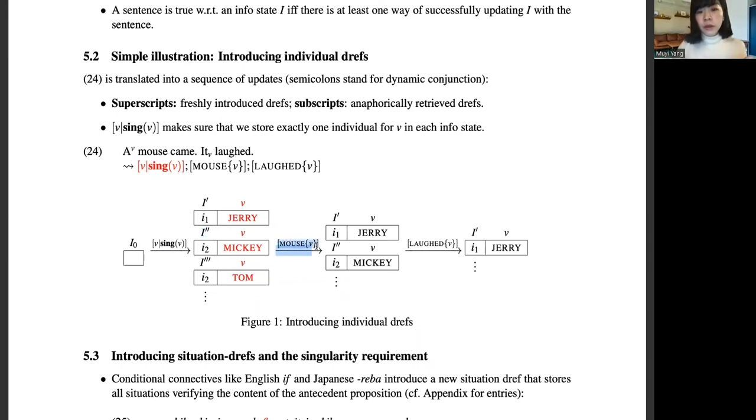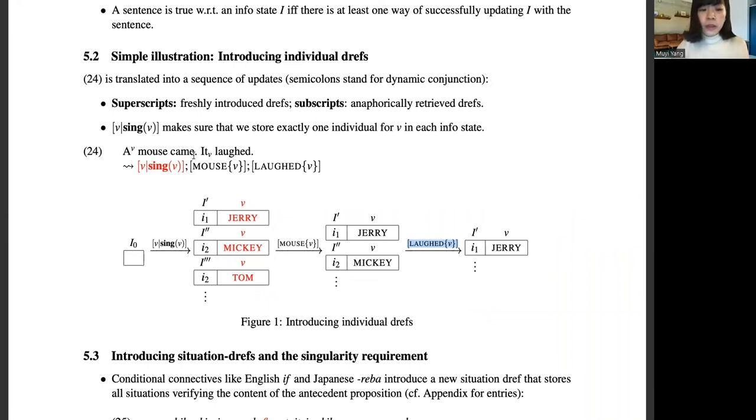In the next step, we need to make sure that this individual stored at V is a mouse. For instance, because we know that Tom is not a mouse, we are going to need to eliminate the information state I prime prime. Okay, and in the last step, we need to ensure that the individual stored at V left. Let's say that in our model, Mickey didn't laugh and Jerry laughed. So we're going to have to eliminate I prime prime.